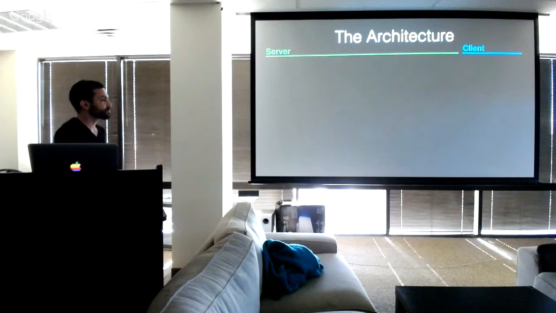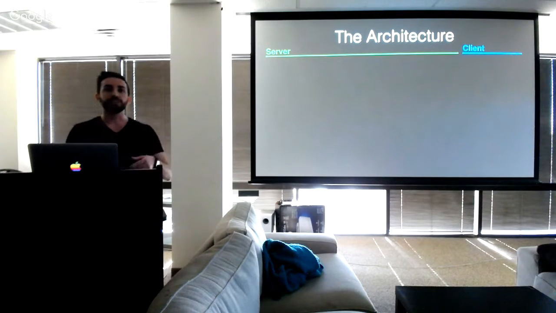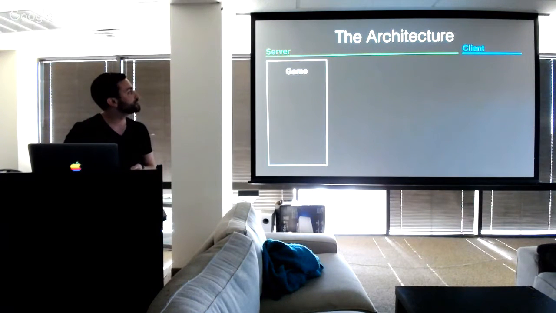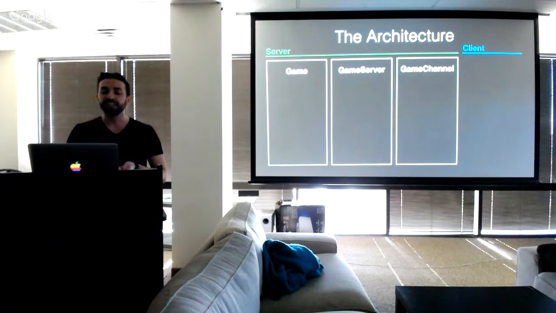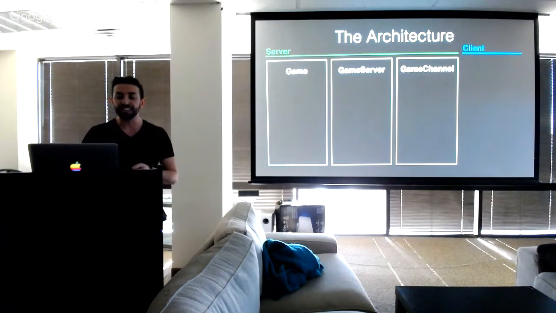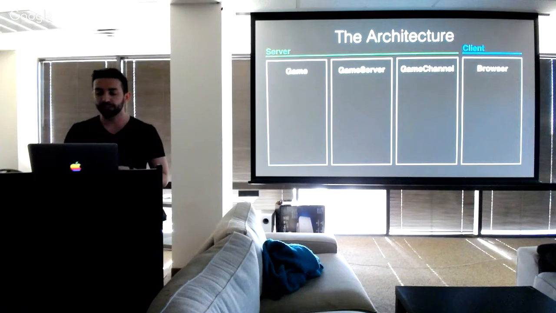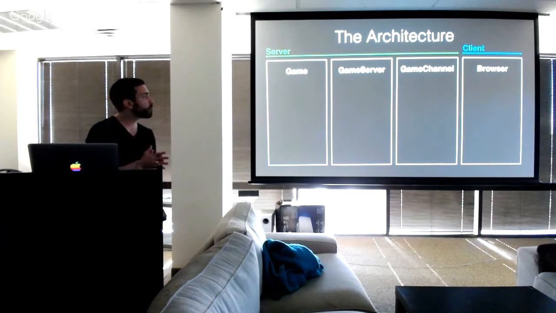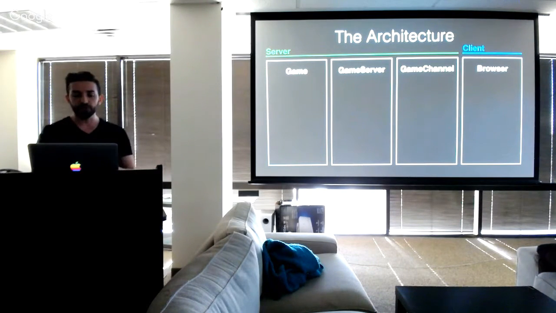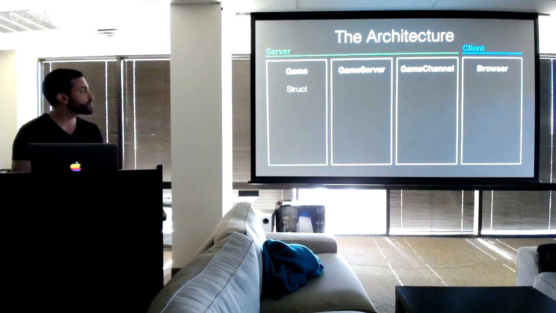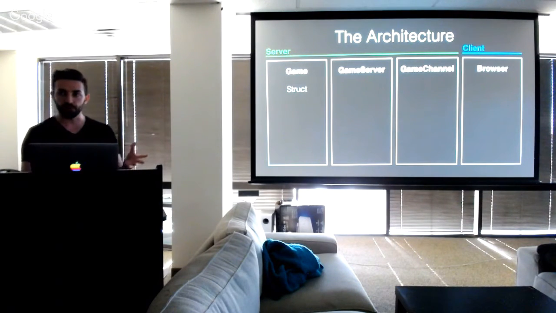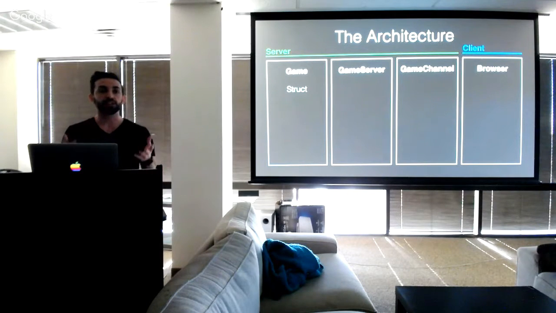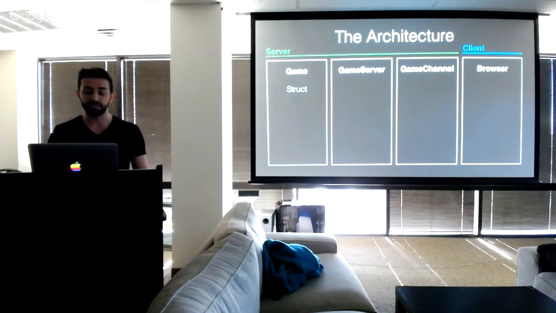So the architecture of this thing. We'll be looking at primarily 3 different components on the server. Elixir is functional, and all of its functions are organized into modules. So we'll be looking at the game module, the game server module, and the game channel module. Then on the client side, of course, we have the browser. So let's take a look at the different responsibilities of each of these components. So first, the game module. The game module really defines the data structure for the game. In our case today, we'll be using a struct to keep track of the current game state.